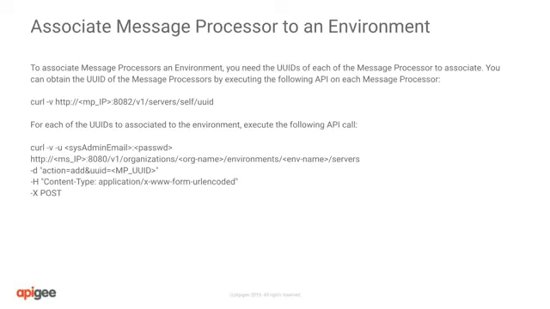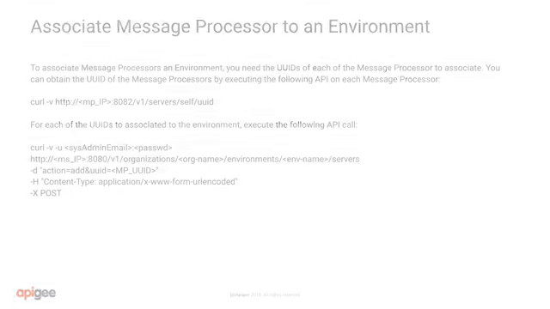To associate a message processor with an environment, we need to find its UUID. To get the UUID, we make a call to the message processor's server API, which responds on port 8082. Once we have the UUID, we make a second API call, this time to the management API, where we specify the organization environment we want the message processor to be associated with. You can see on screen we pass the action add and the UUID to be added.